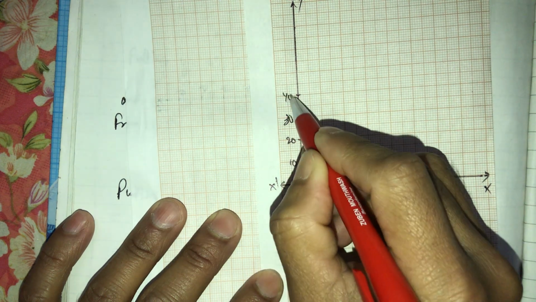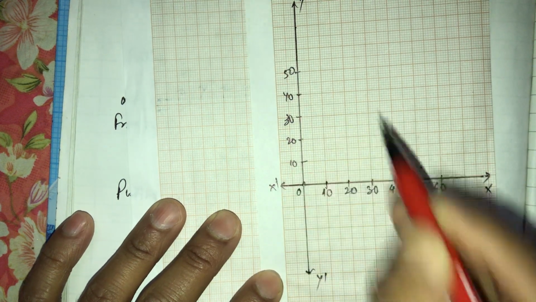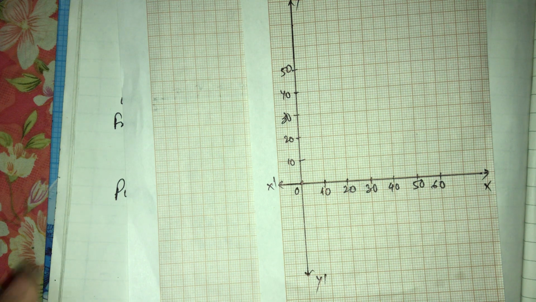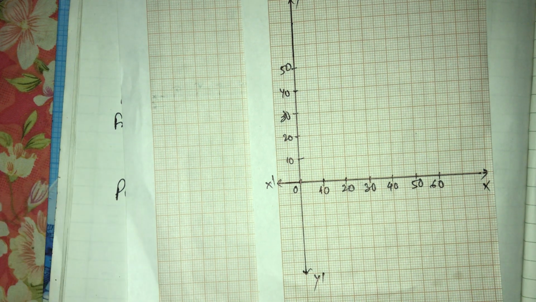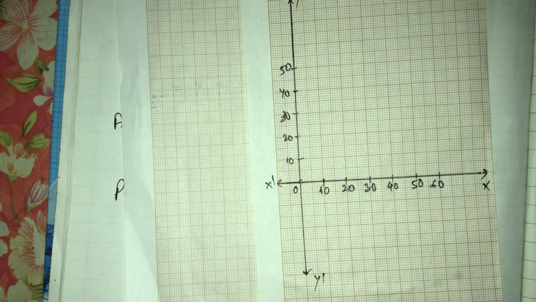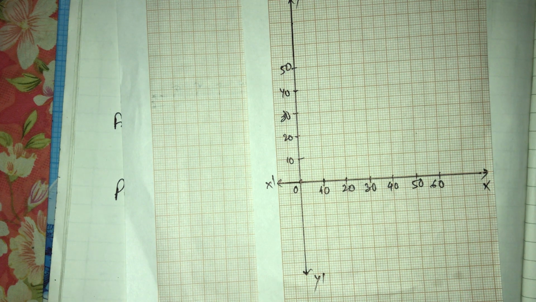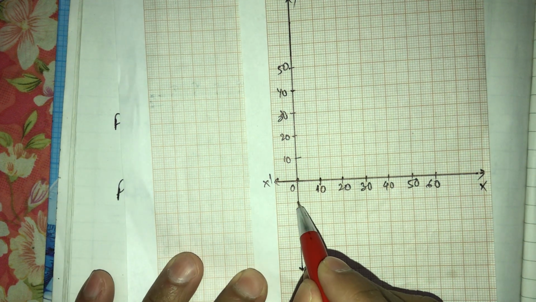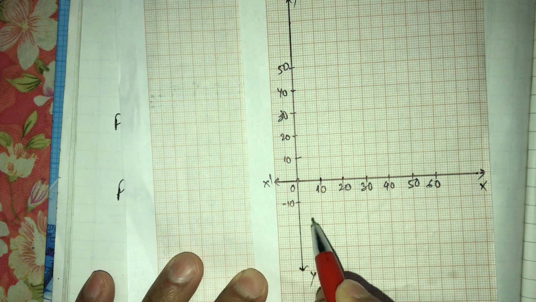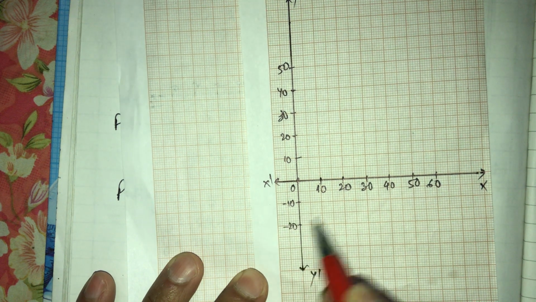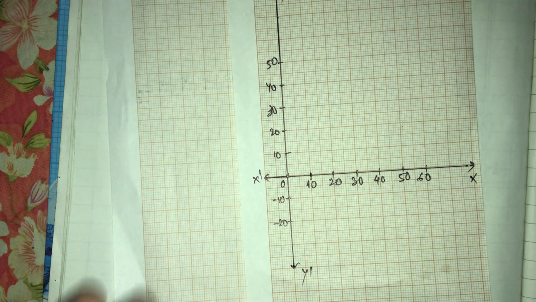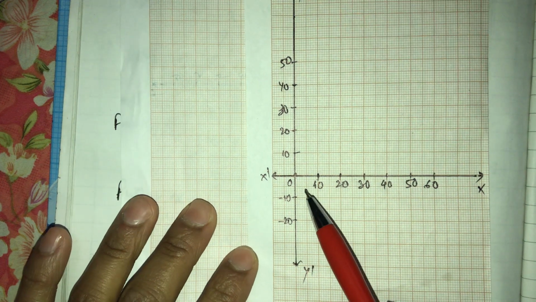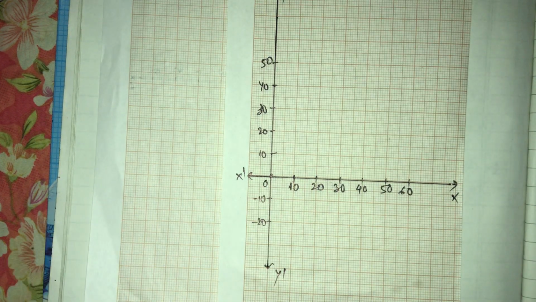While plotting a graph, never use a pen. I am using it here because if I use a pencil, this may not be so distinct. That's why I'm using a pen. So in your case, never use a pen. Always use a good quality pencil. So here we'll get minus 10, minus 20, and so on, right? Okay. Now let's go for the first table.